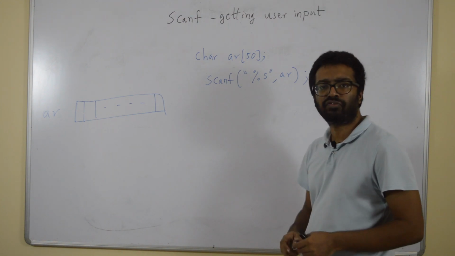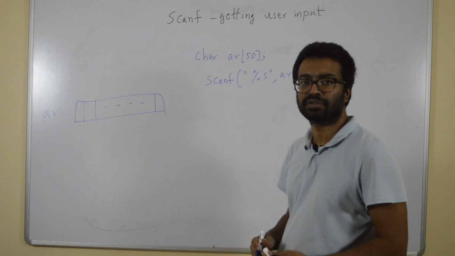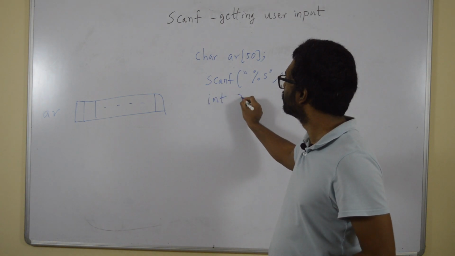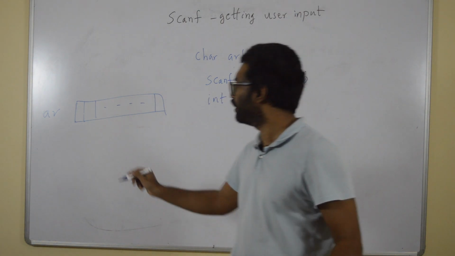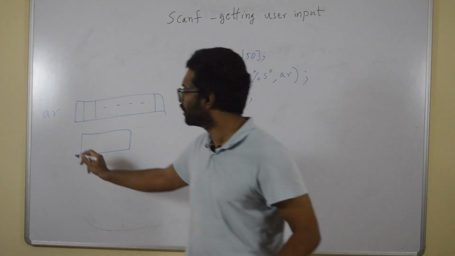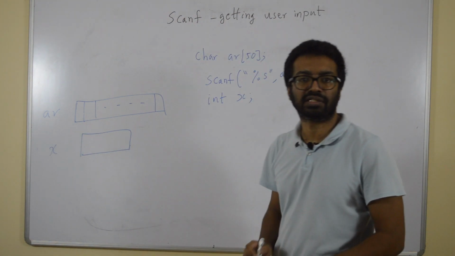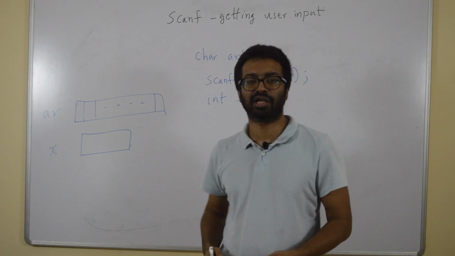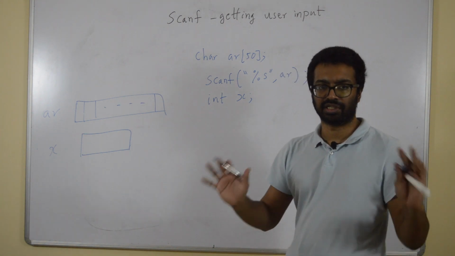So when it sees %s, scanf knows that okay, I have to get a string from the user. Right. Now what if I wanted an integer? I want an integer from the user. So integer will have another memory location here. X is assigned. I have created an X and there is memory allocated to X. 4 bytes here, let's assume.